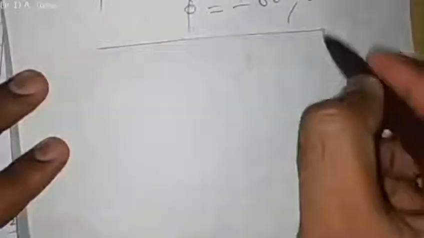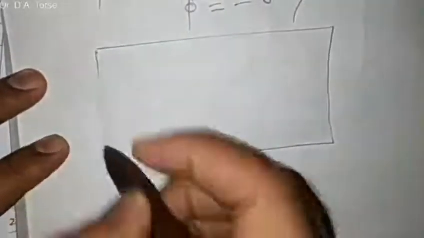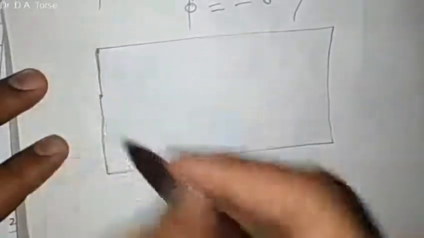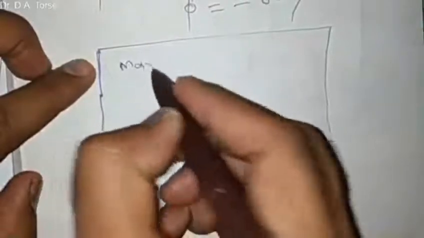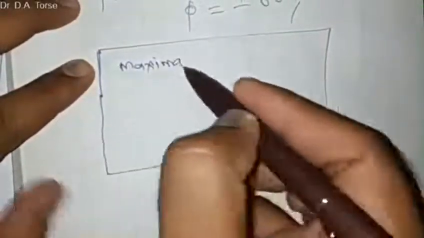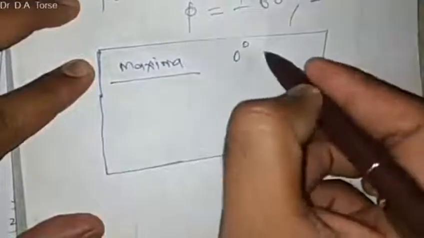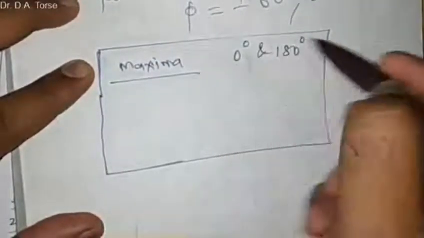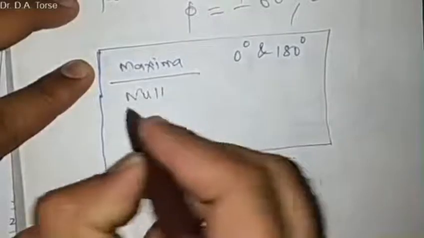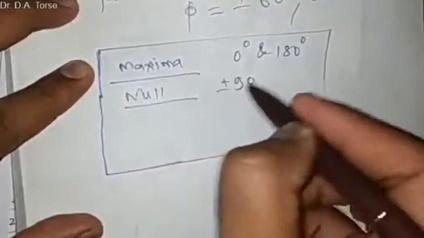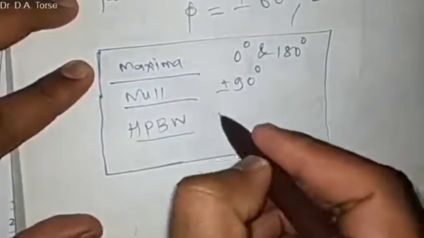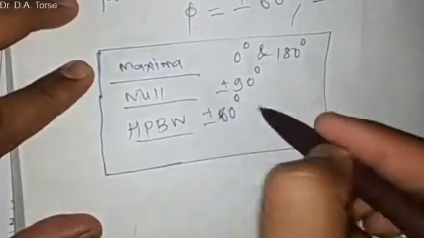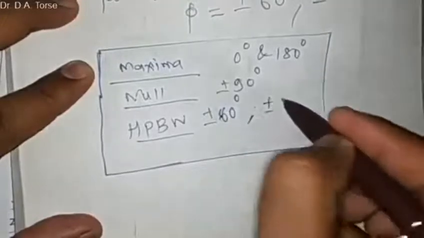So to summarize, the radiation pattern of this array of two isotropic point sources with same magnitude but opposite phase, we have seen we get maxima in the direction of 0 degree and 180 degree. We get null in the direction of plus or minus 90 degree, and we get HPBW in the direction of plus or minus 60 degree and plus or minus 120 degree.